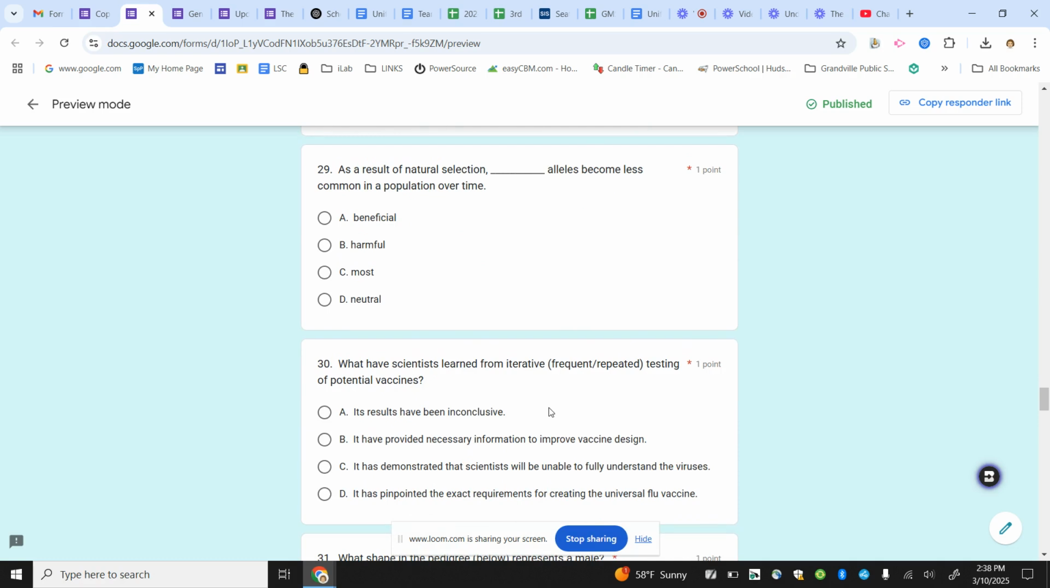Number 29, as a result of natural selection, blank alleles become less common in a population over time. A, beneficial. B, harmful. C, most. D, neutral.